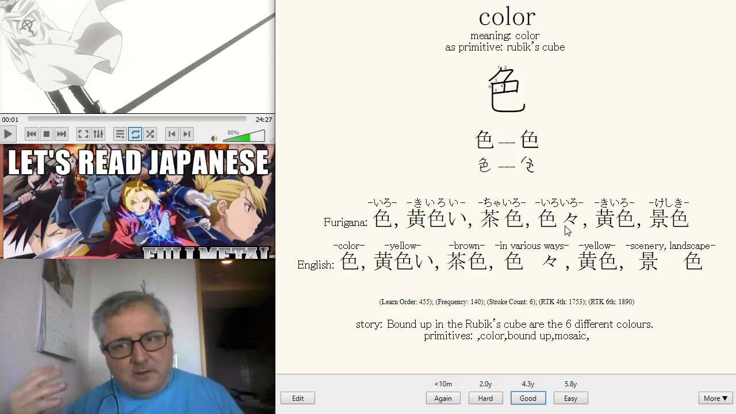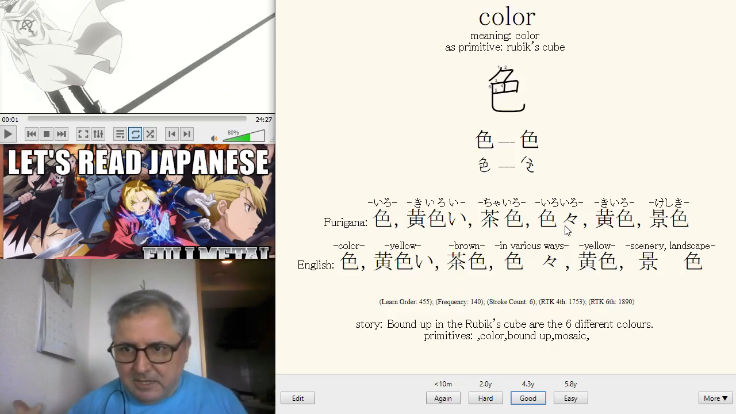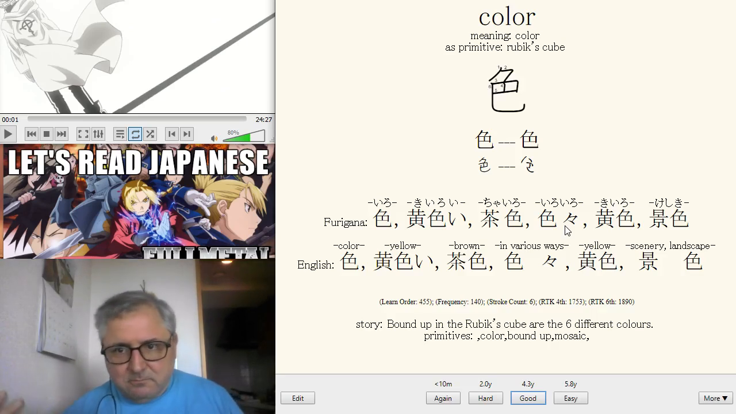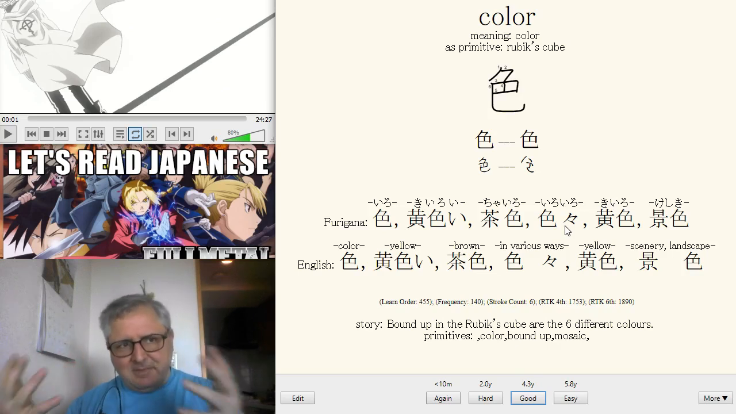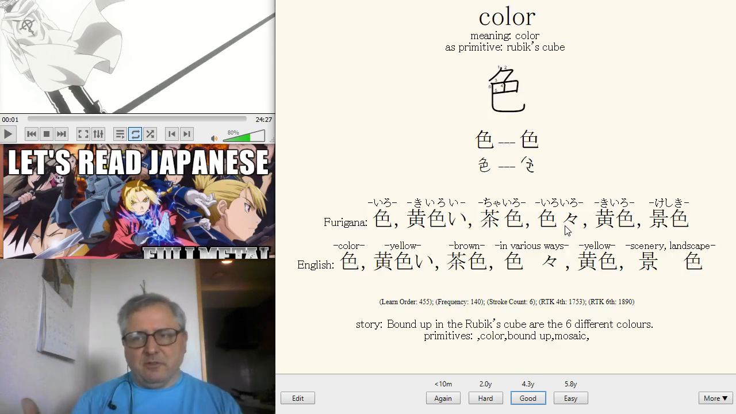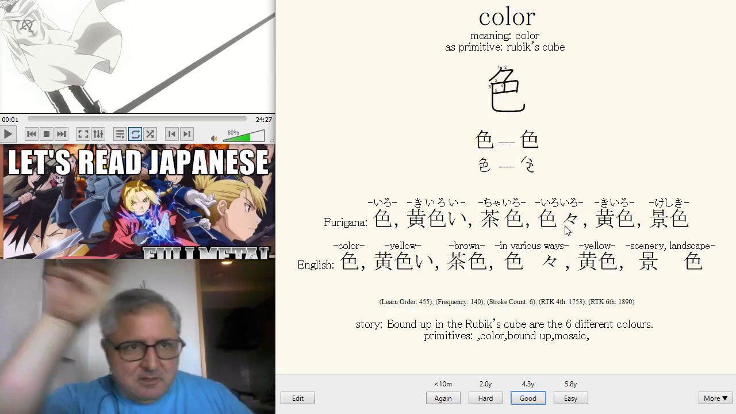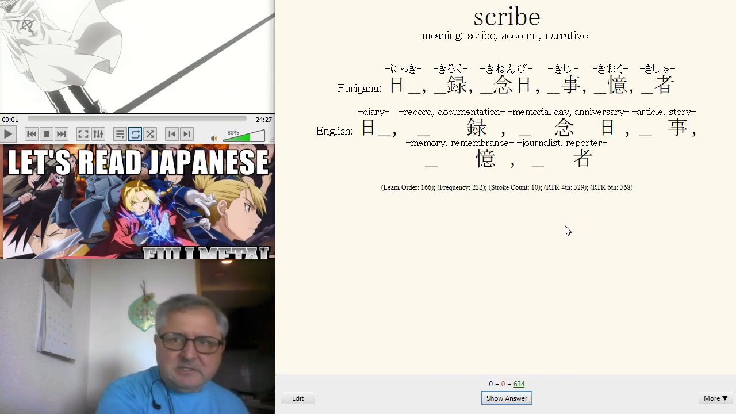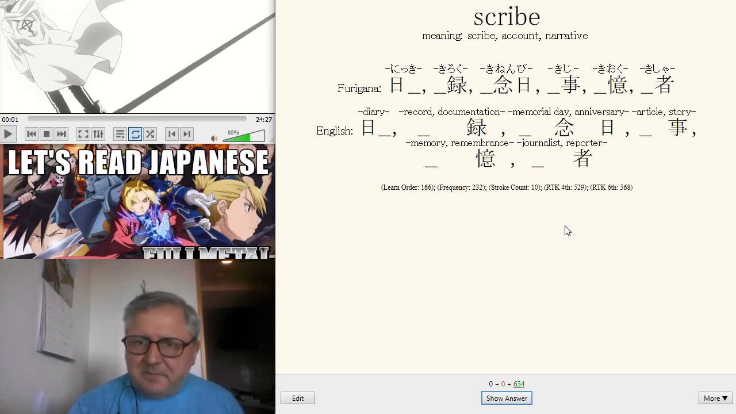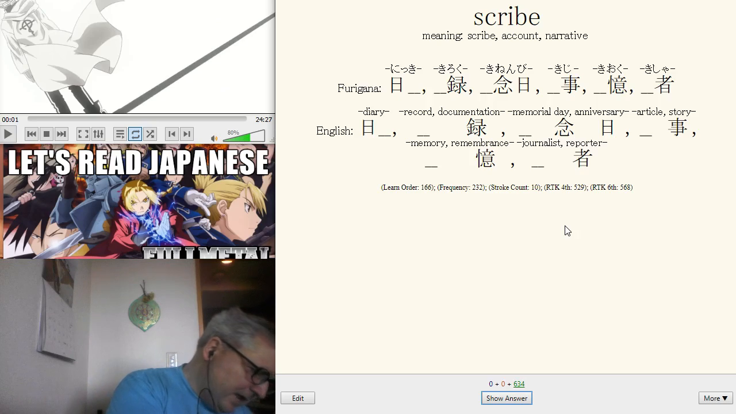Iro, kiro, yellow, chairo, brown, iroiro, various, kiiroi, yellowy. Okay, yeah, they're both colors. And one is yellow, kiro, as in think of the concept, one is describing something as yellow. So, adjective now. All right, anyway, keshiki, that's the horizon or scenery, landscape, there we go. Cool. Scribe, ki, niki, word snake.